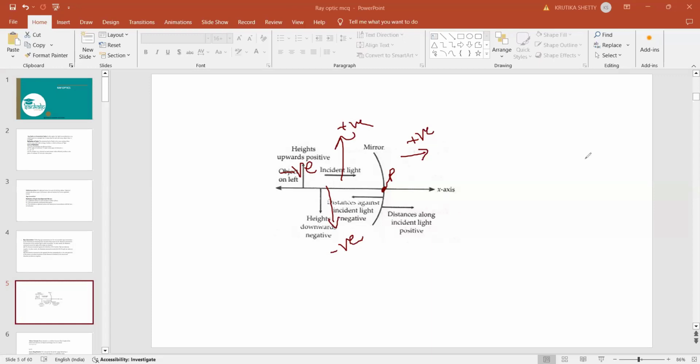Then after that, the next thing we are going to see today. Okay, let us see the next point now. So whatever sign conventions we have discussed are also called the Cartesian sign conventions. Sometimes they will ask you to write, for 2 marks, the Cartesian sign conventions used in mirrors. So total 4 points, remember that.